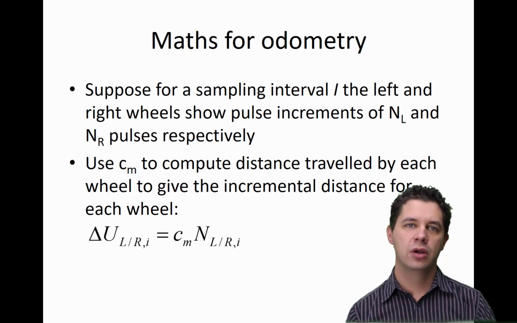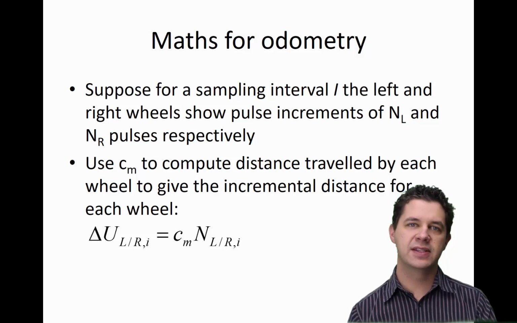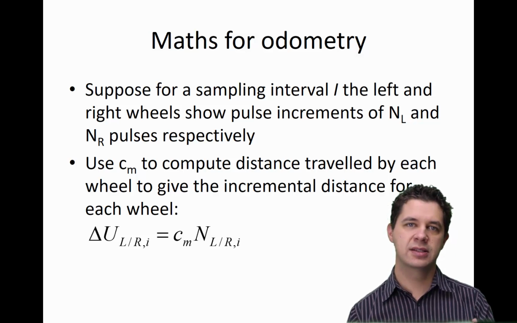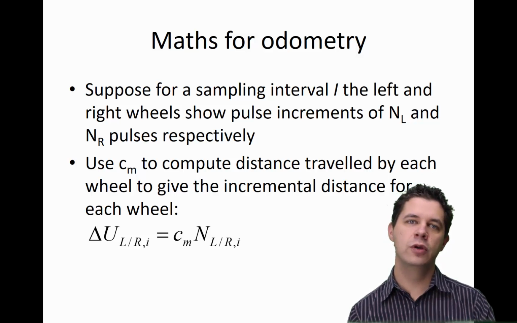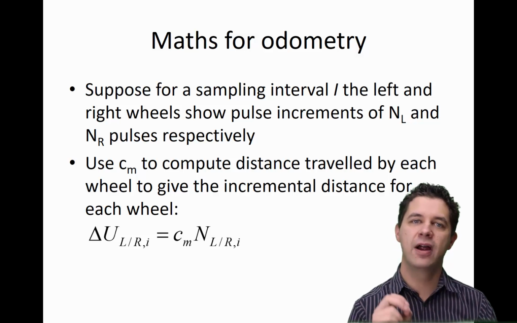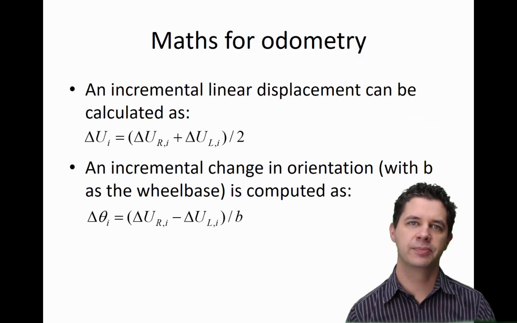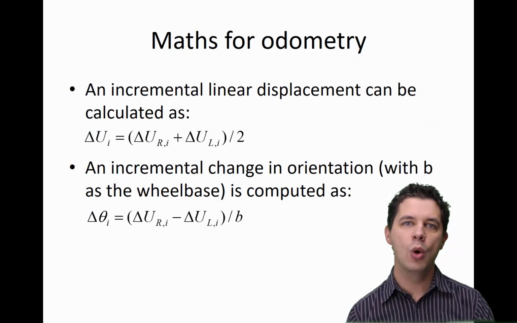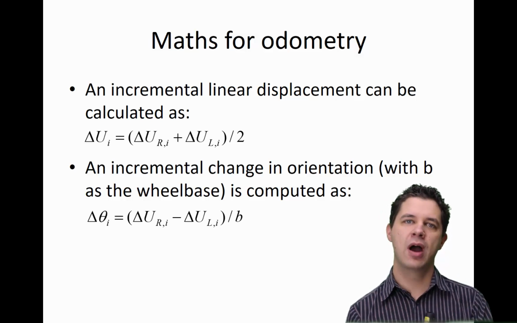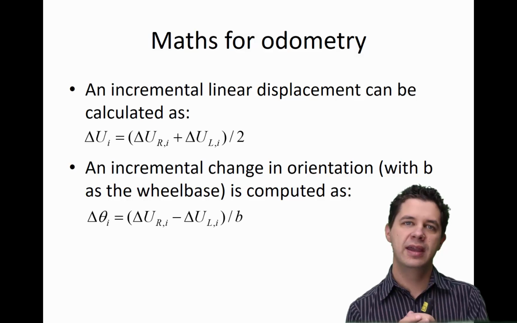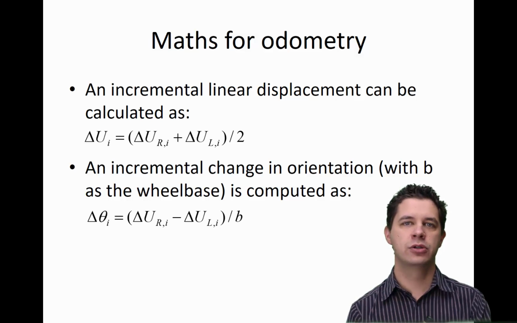Delta U left and right gives us the incremental distance for our left and right wheel based on our N and our CM value. So how far has the left wheel moved in the last increment, and how far has the right wheel moved in the last increment? What we then do is calculate a linear displacement, which is essentially an average of how far the left wheel and how far the right wheel's moved. So we add those 2 incremental changes together and divide by 2.